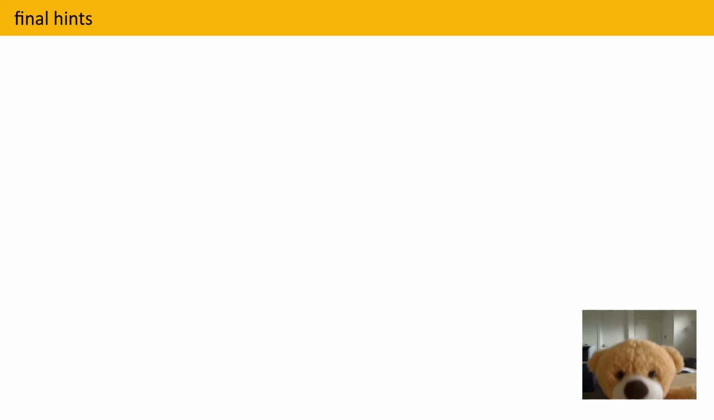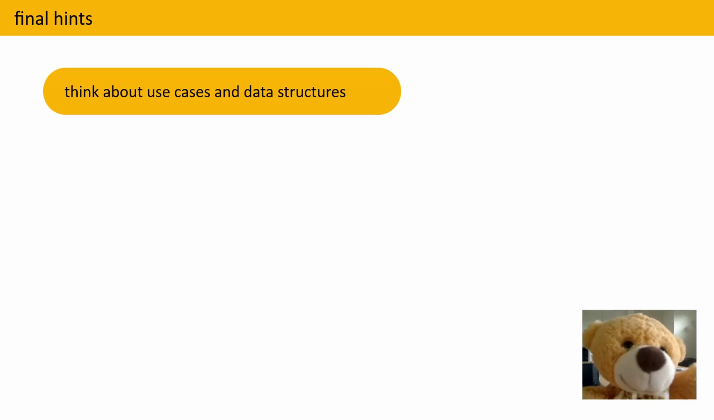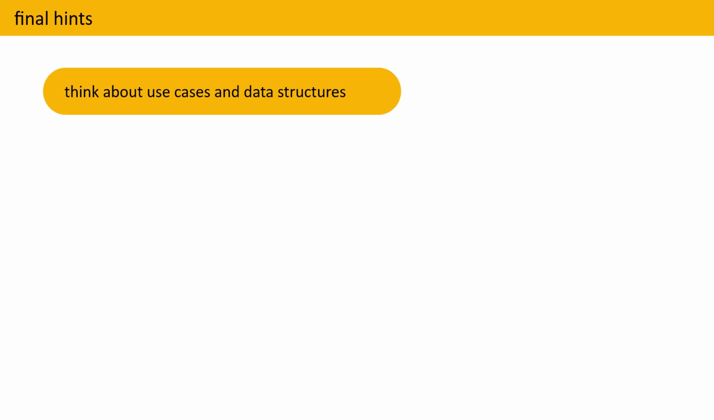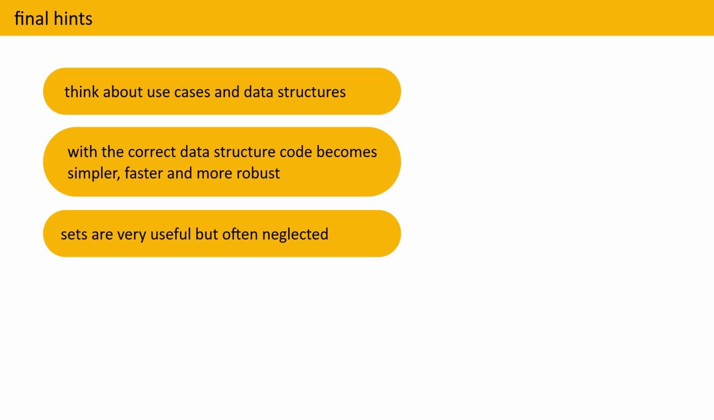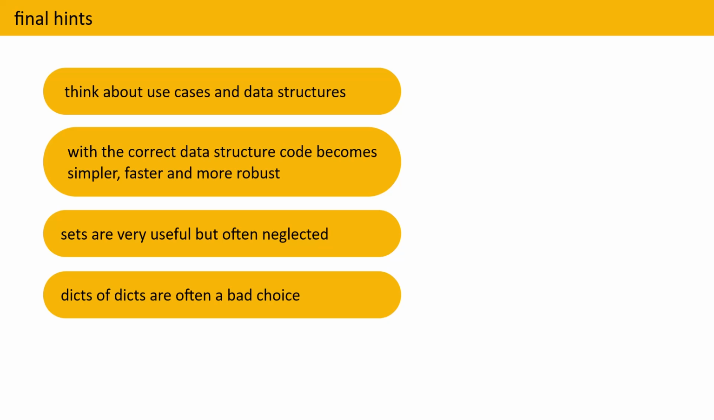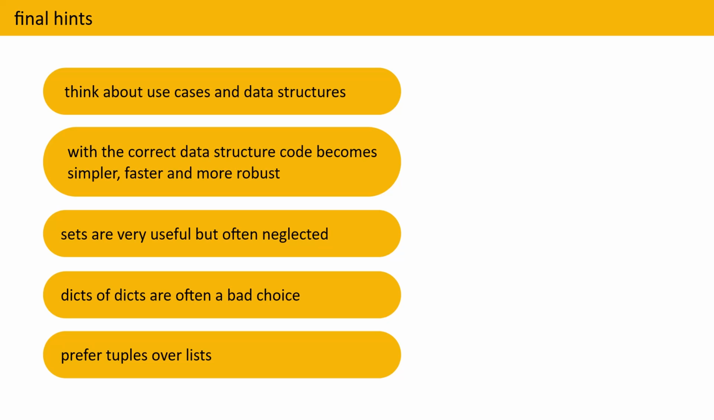Some final tips. First, don't jump right into an implementation, but think about the most common use cases and identify suitable data structures first. This generally leads to simpler, faster and more robust code. Sets are very useful, very fast, but often neglected. Keep them in mind. If you end up with a dictionary of dictionaries or even more deeply nested dictionary structures, that is usually a bad choice. Rethink. And finally, prefer tuples over lists, since tuples are immutable and therefore safer to use than lists.